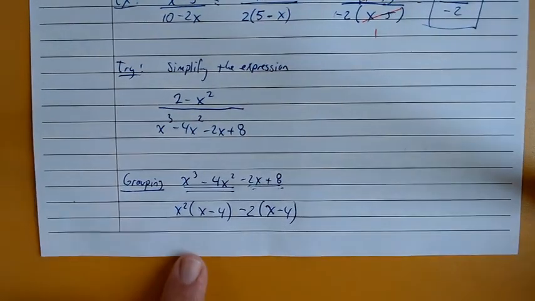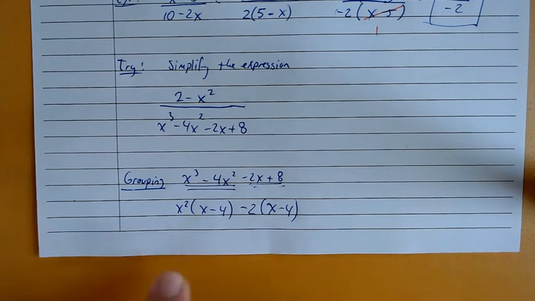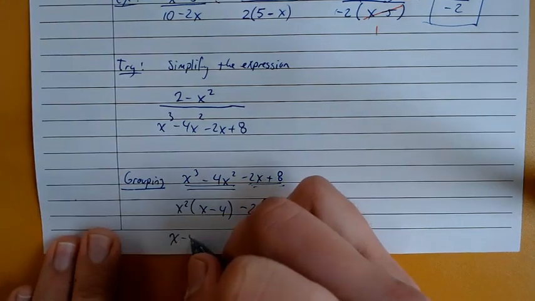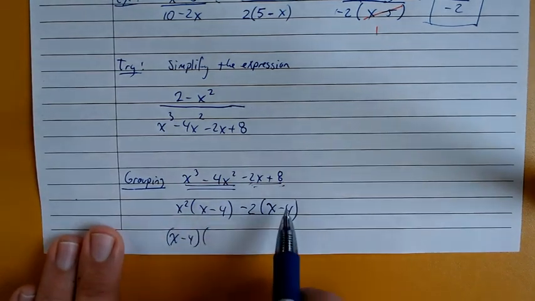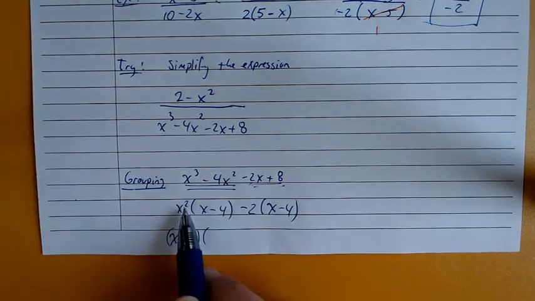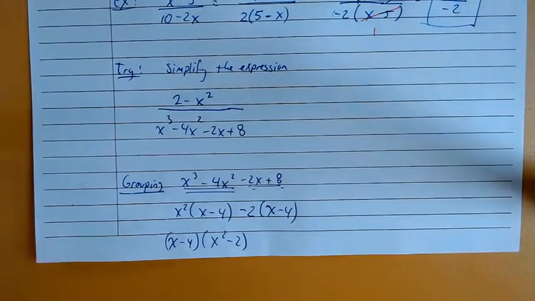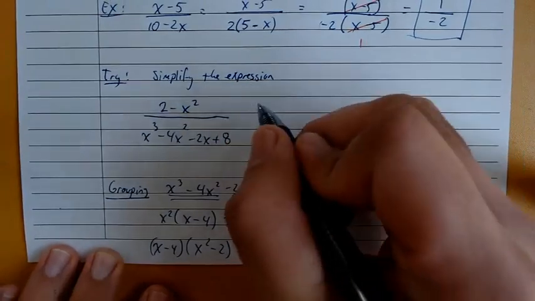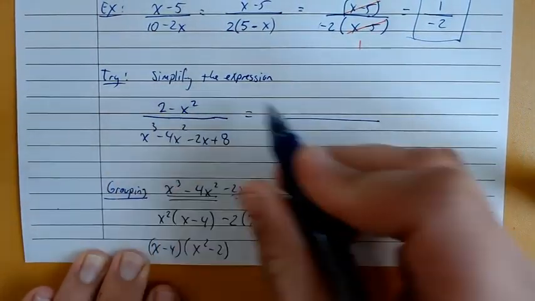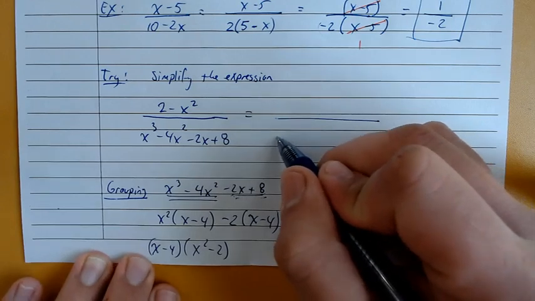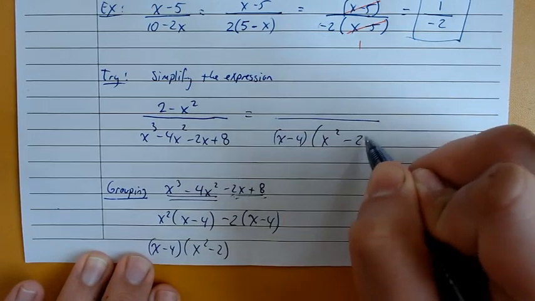And so now this term and this term have x minus 4 as a common factor, which we can bring to the front as the common factor here. And when we divide each of these by x minus 4, we're left with an x squared and a minus 2. So our numerator has not been factored yet. Our denominator is x minus 4 times x squared minus 2.